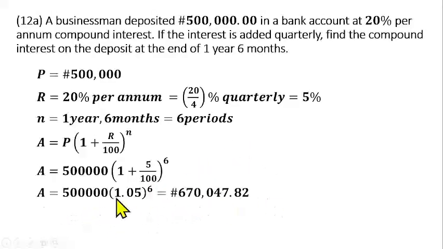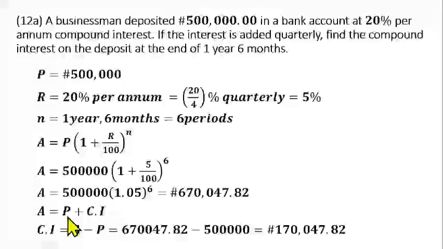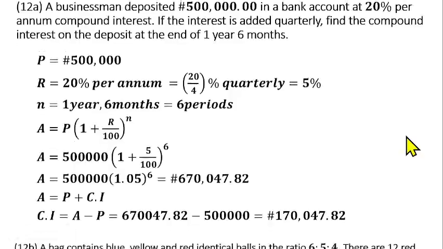Now that we have the amount, we know that the amount is the principal plus the interest that is added. So our aim is to find the interest. The compound interest will be amount minus principal. The principal is 500,000, so subtract that. That should give us 170,047 naira 82 kobo as the compound interest on the money. So that's the solution for question number 12A.